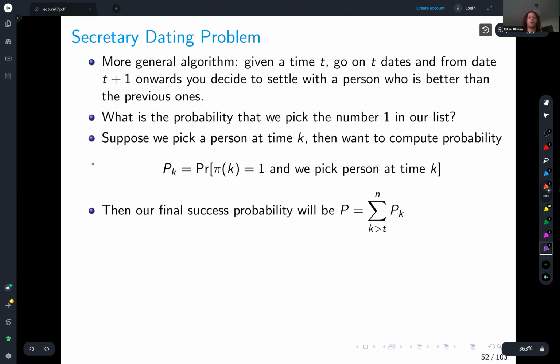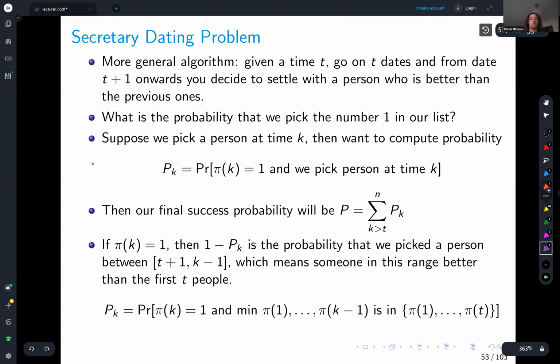All right, so what is our final success probability? Our final success probability will be exactly the sum of all of these pk's for k bigger than t, because remember, we're looking at this algorithm that given the time t, I'm going to reject flat out anyone that came before t, and only decide to settle from t plus 1 onwards. Does that make sense? So our probability of success is exactly the sum that I will succeed in one of the steps from t plus 1 up to n.